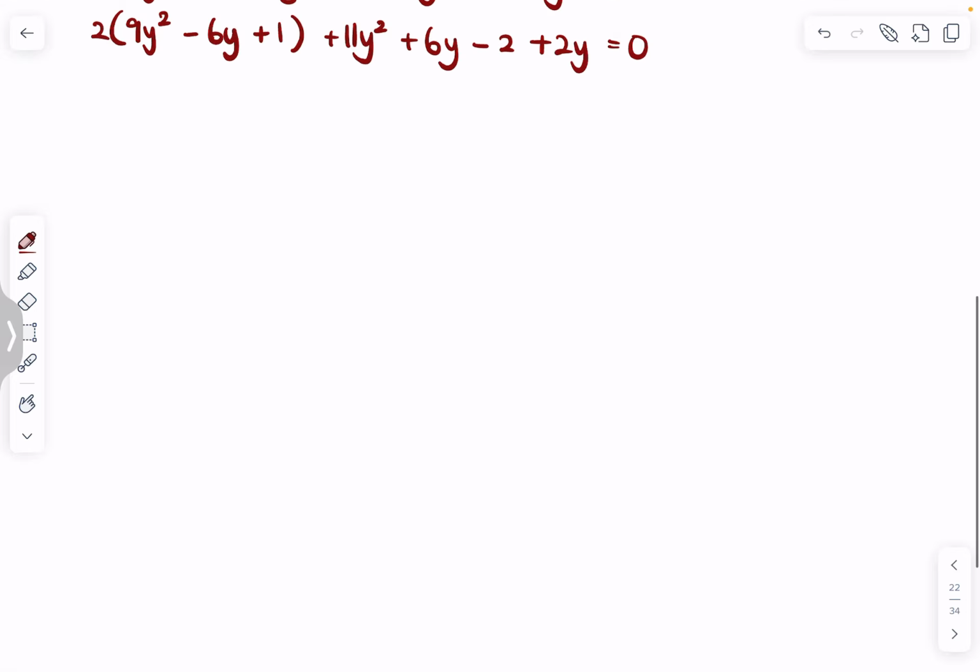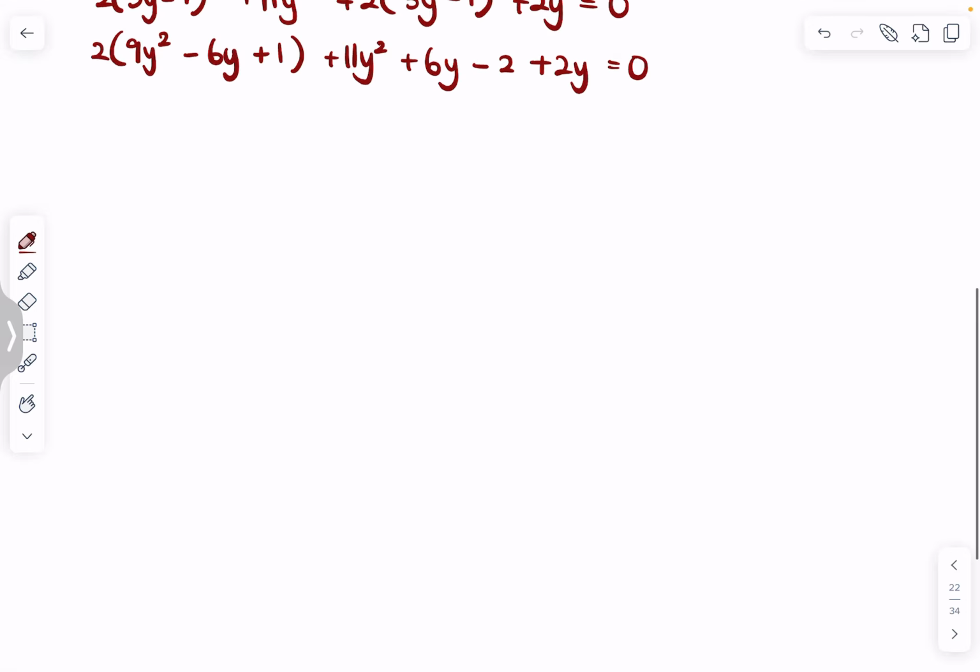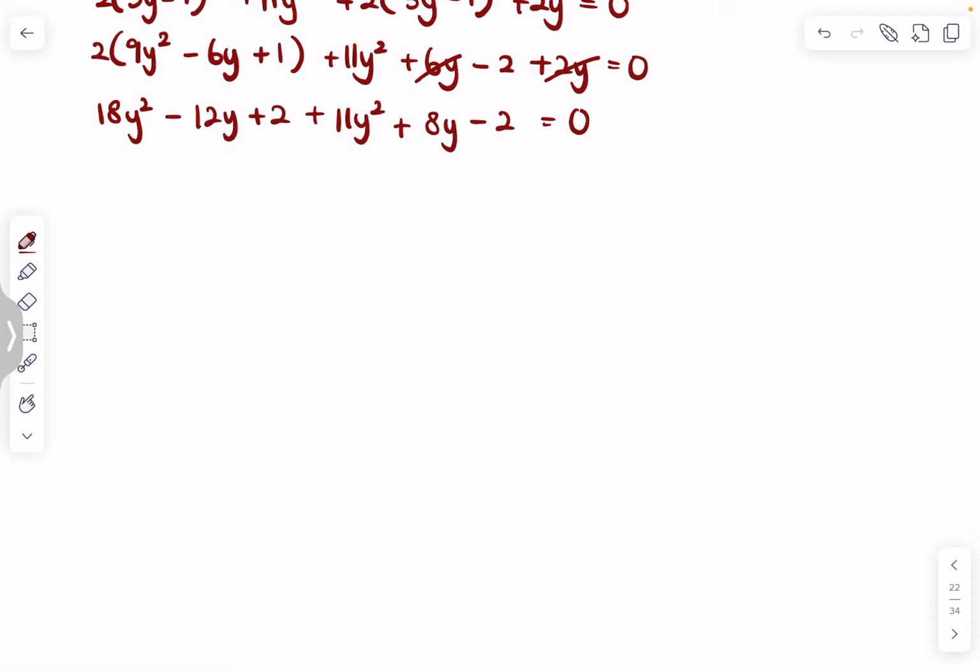So we expand this. We get 18y square minus 12y plus 2 plus 11y square. 6y and 2y make 8y, minus 2 is 0. Now we simplify. 18y square plus 11y square will give us 29y square. And then negative 12y plus 8y is negative 4y. 2 minus 2 is just 0. So this is equal to 0.